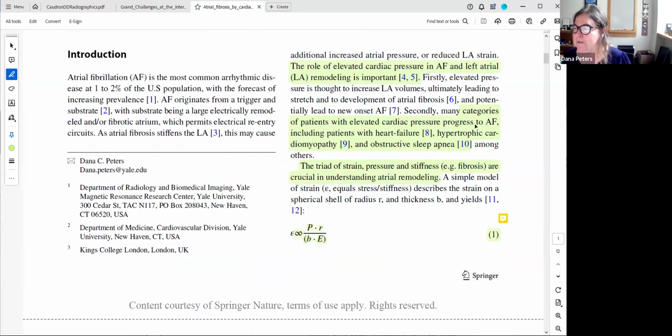The other important thing to realize is that people with atrial fibrillation often are associated with diseases of elevated cardiac pressure. For example, heart failure patients, hypertrophic cardiomyopathy patients, people with obstructive sleep apnea all develop AF, and those are also people who are known to have elevated pressure. So what we really wanted to look at in AF patients is this triad of strain, pressure, and stiffness, which we were going to measure with left atrial fibrosis imaging to try to understand remodeling.